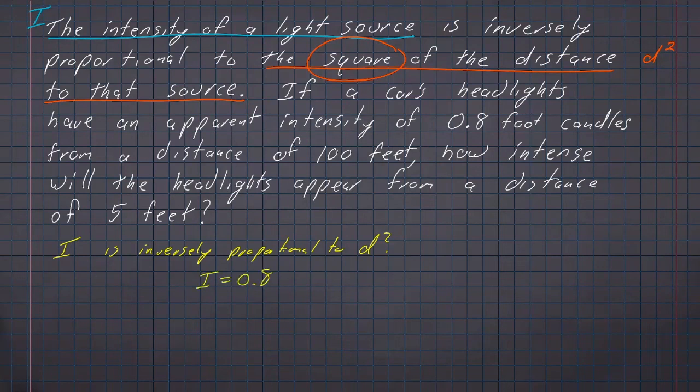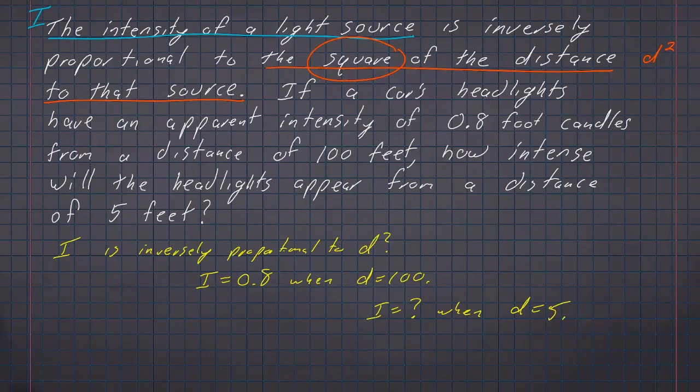If a car's headlights have an apparent intensity of 0.8 foot candles, that's I equals 0.8, from a distance of 100 feet, when d equals 100. How intense will the headlights appear? I is unknown, from a distance of 5 feet, when d is equal to 5.